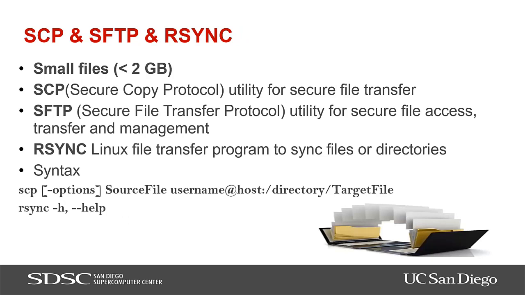So we'll start with the small files. For small files less than 2 gigabits, you can use SCP, SFTP, or rsync, but let's focus on the top 2 first. SCP, Secure Copy Protocol, is a utility for secure file transfer. SFTP, as Marty gave us a great example earlier, is Secure File Transfer Protocol. It has a utility with a bit more functionality.